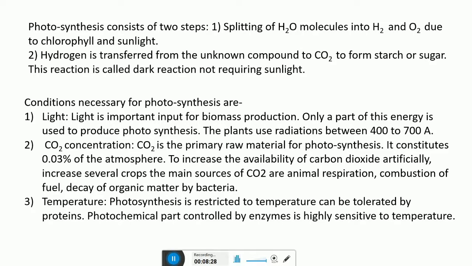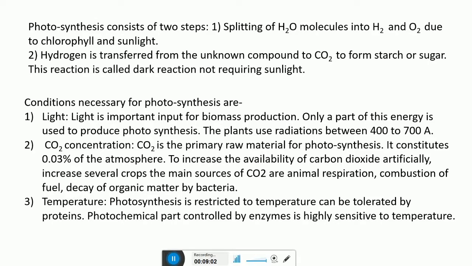The main sources of CO2 are animal respiration, combustion of fuel, and the decay of organic matter by bacteria. And the fourth one is the ocean, which is also an important store of CO2, much of which comes from photosynthesis by plants. Respiration of marine plants and animals releases CO2 into the water.